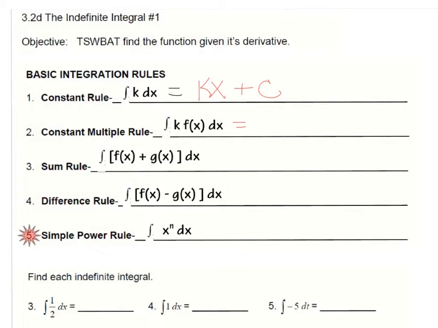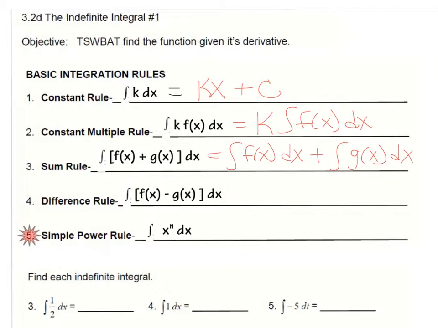If we have the antiderivative of a constant times a function, we can take that constant out of the antiderivative operation before the integral and then just do the integral of f of x. The sum and difference rules say that if you have two functions added together, the antiderivative could be the antiderivative of f of x dx plus the antiderivative of g of x dx. You could split that into two separate antiderivative operations. Same thing with the difference.